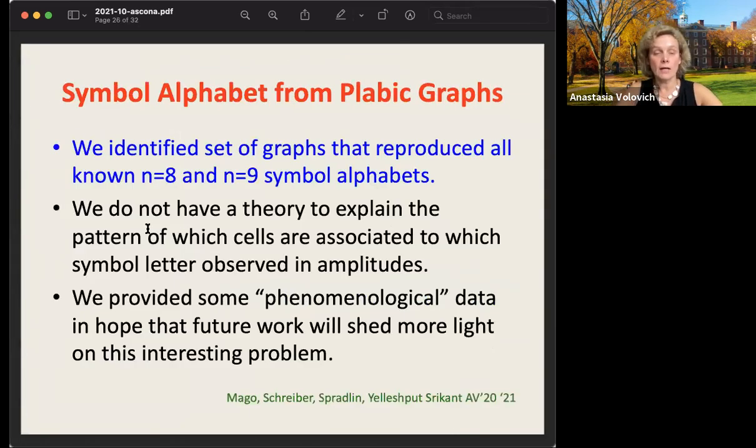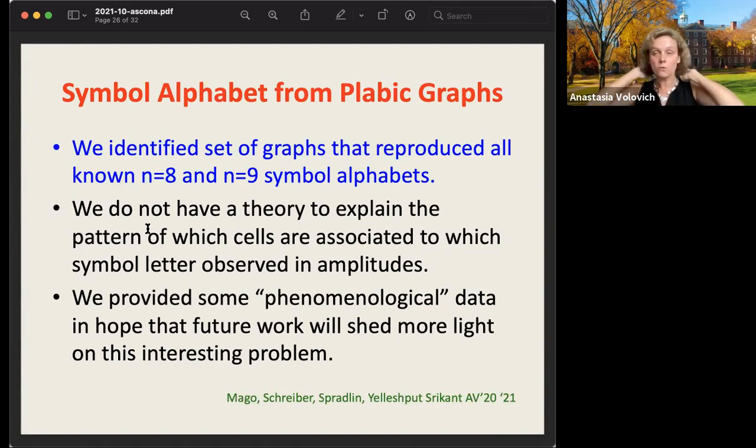So what we're doing is some kind of phenomenology. We don't have a theory to explain the pattern. You know, how do you associate each graph to which letter? So we're really doing, you know, here's my list. I did try this, I get this, and I try this other graph, I don't get it. So how do I go around it?